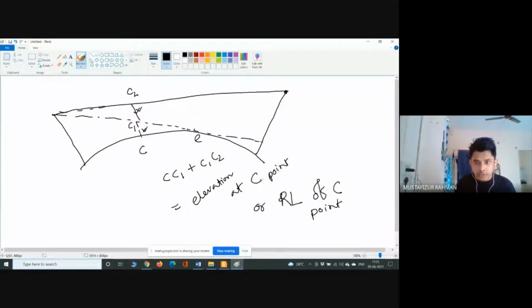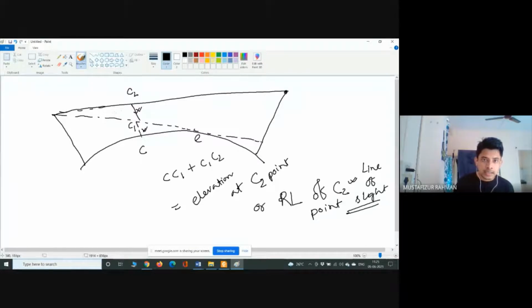This is the elevation of the C2 point, actually. So the RL of the C2 point. Okay, C2 point is what? C2 point is the line of sight. Okay, so then we will compare this RL of the line of sight with the RL of the ground level.